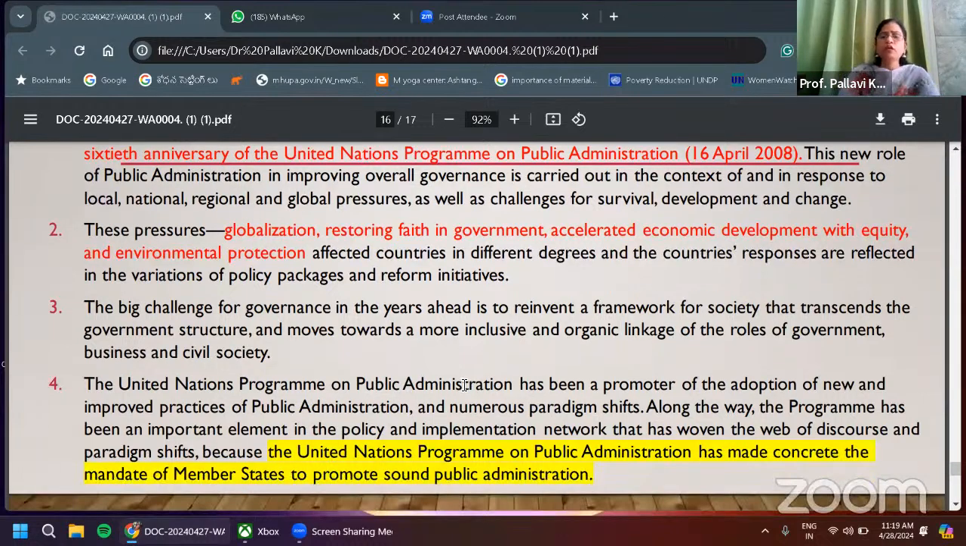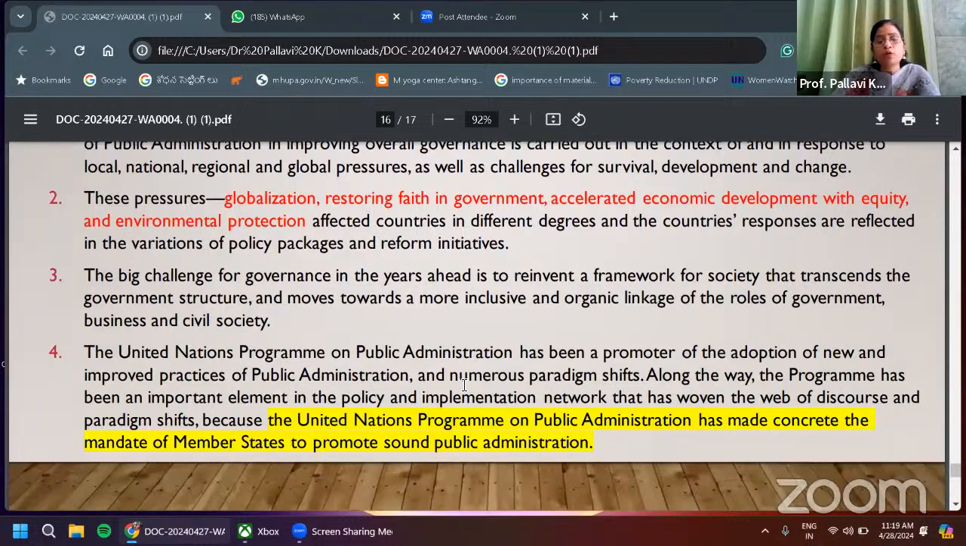Then these pressures restore the faith in the government. Then economic development is possible with equity and environmental protection. That is very important for any government. Now, what do you think? Only development is important? No, isn't it? Development is important, but apart from that, there should be equity. That is, all the people should get equal opportunities. There should be no inequalities among the society or among the different groups, income groups of the people. At the same time, we have to protect the environment also.